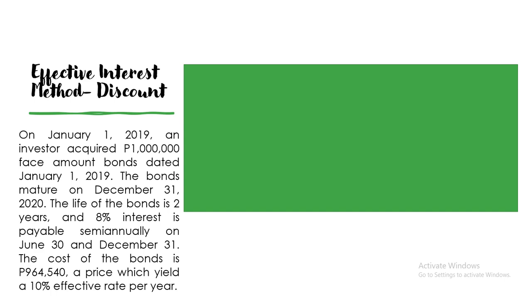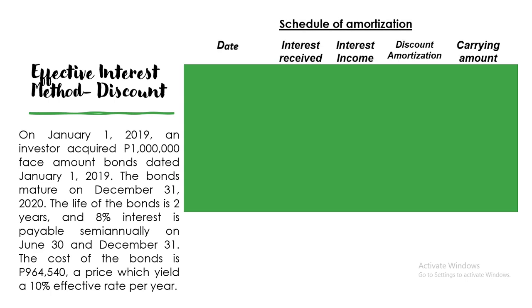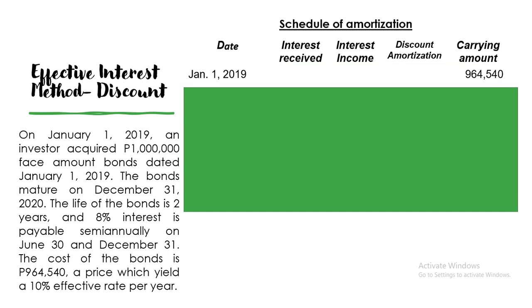To amortize the discount here using the effective interest method, we are going to use the schedule of amortization. You have here the columns for the date, interest received, interest income, discount amortization, and the carrying amount. The first one is January 1, 2019. The 964,540 is the carrying amount or the cost, as mentioned in the problem.